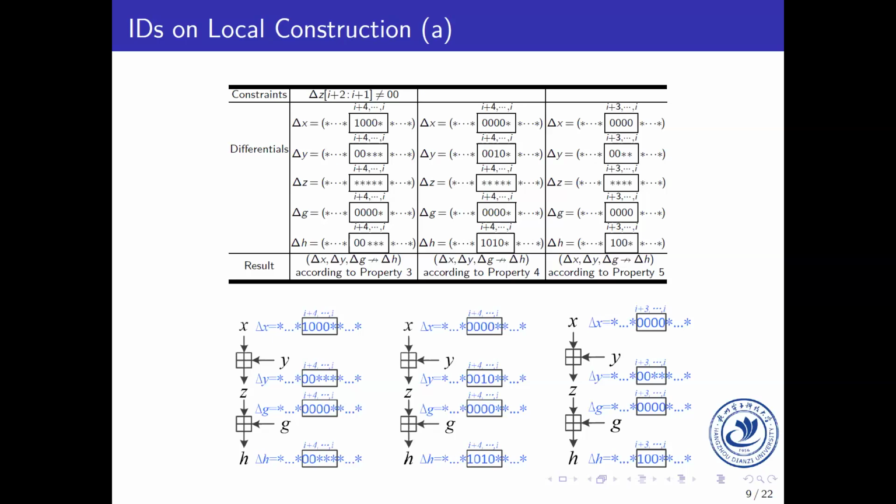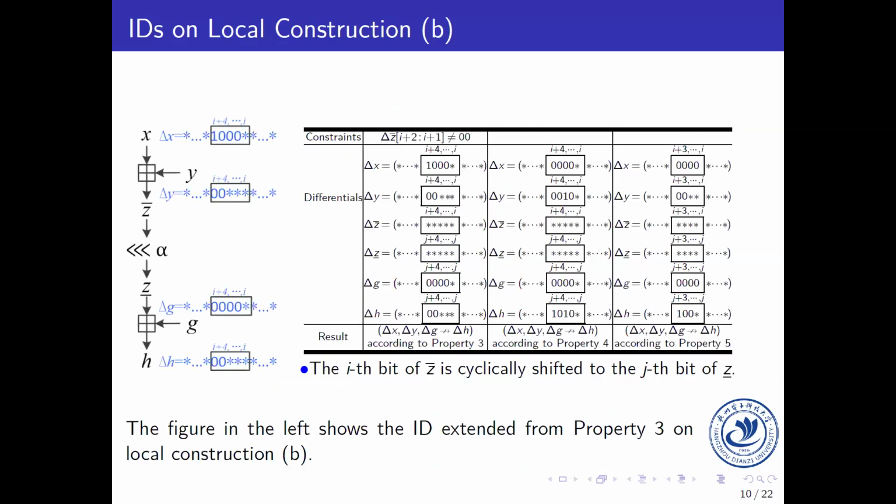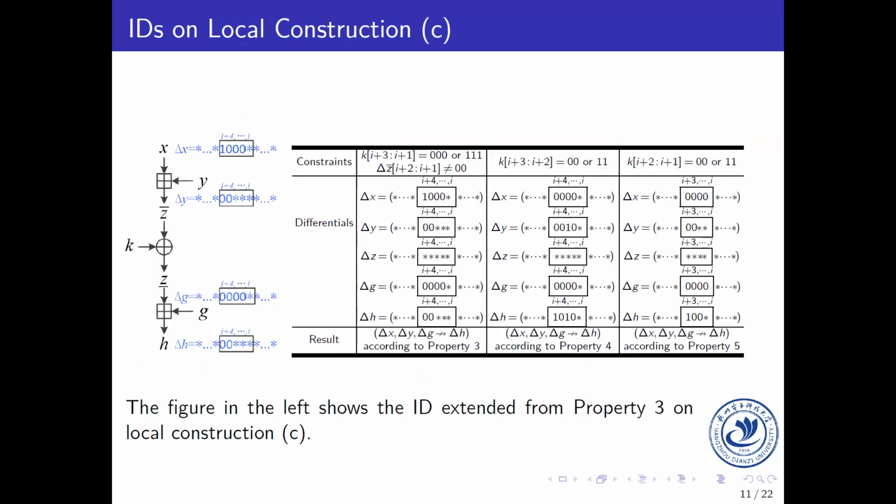Yes, for the first construction, we apply properties 3, 4, and 5 to them, and directly find some impossible differentials on the local construction. With the rotation in it, it will not change any result, and we can easily put that. But if we put a secret key here, we found that this does not always happen.